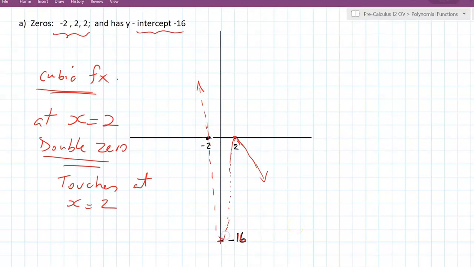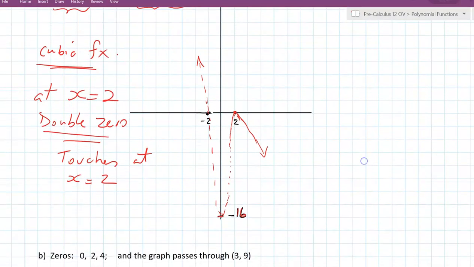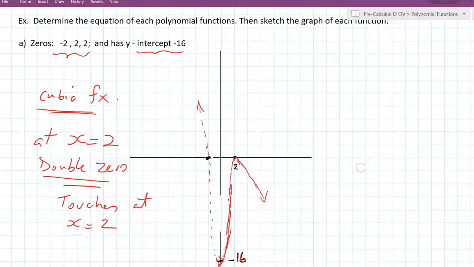And here's another thing: do we know that the minimum value is -16? We don't know. In fact, it could be going down even more. I have no idea, because we don't have enough information unless we plot a lot of points to figure that out. Okay, so now that we have that information, let's come up with the equation.